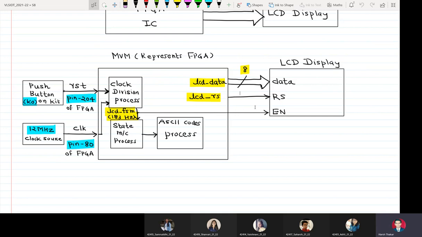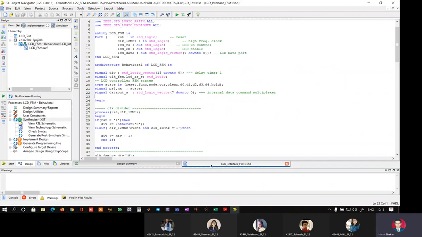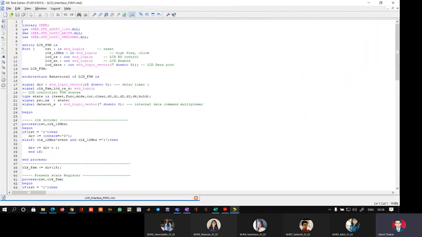The architecture body of ALU had a single process. The architecture body for USR had a single process. The architecture body for FIFO also has a single process. But the LCD FPGA interfacing MVM is an example of an architecture body in which we are not using 2 but 3 processes. So I will float this so I can explain the model to you line by line. Very simple here.